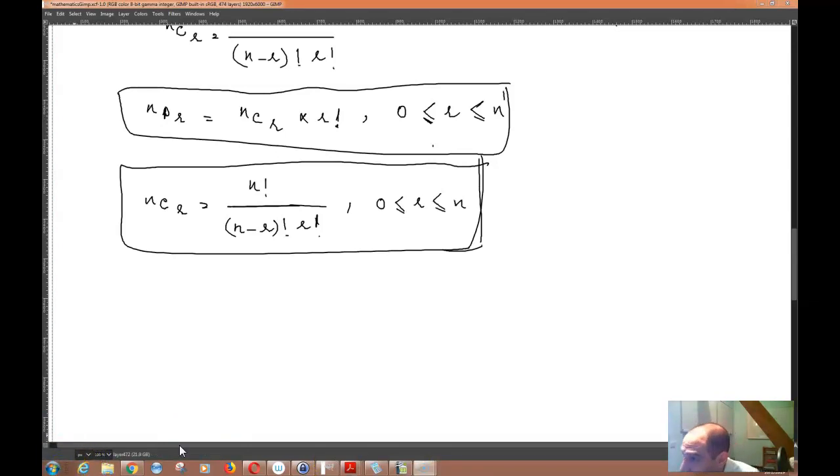The next thing that we have here is that n combination n minus r is the same thing as n combination r. Meaning that if you have n objects and you select r of those objects, n objects taken r at a time, calculating that combination is the same thing as calculating the combination of n objects taken n minus r at a time.